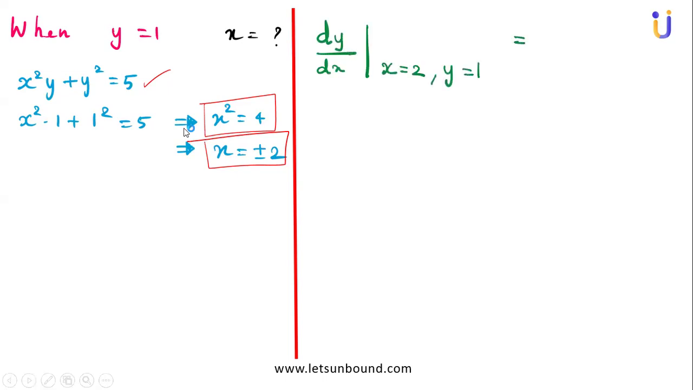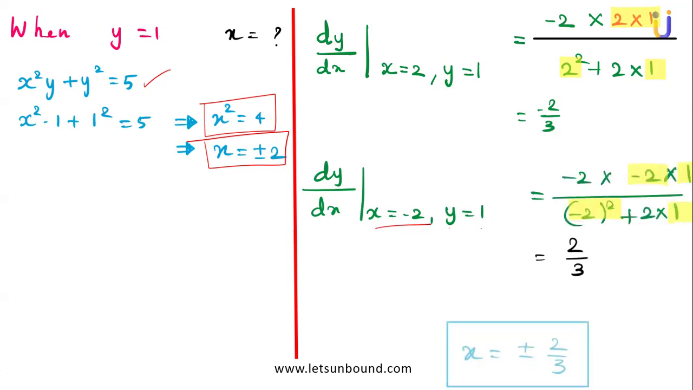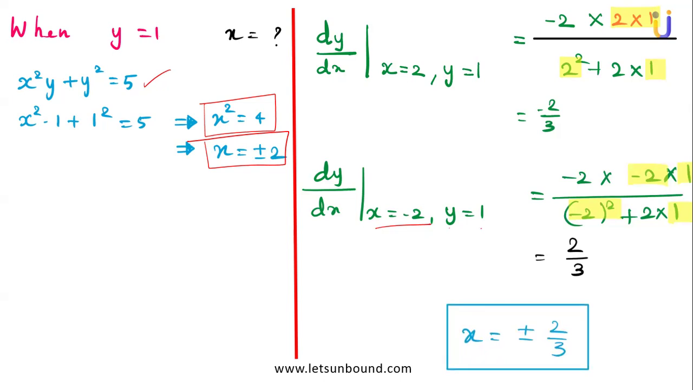So dy by dx, when x is plus 2, y is 1 combination. And it's very simple. We have dy by dx, right? So I can directly go to that and plug in, and we get minus 2 by 3. Another combination is I also got x minus 2, then also y is 1. So you just plug in and get 2 by 3. That's it. So your values are plus or minus 2 by 3. So this is how the implicit differentiation problem for the test prep we can expect.